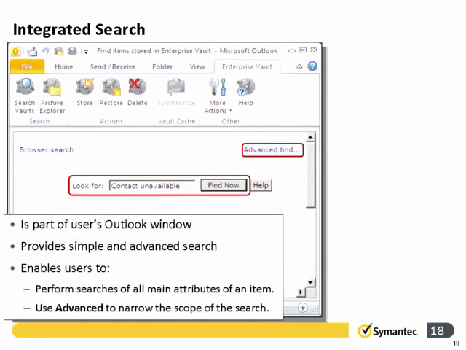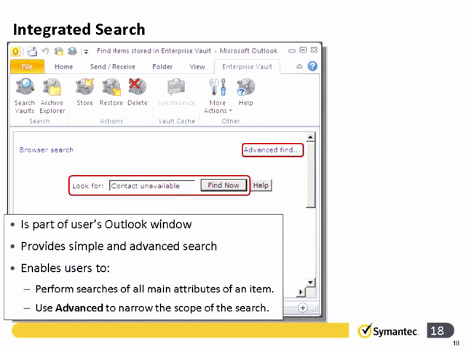So here's our integrated search. This is showing you the Outlook 2010 environment. And we've clicked on the Search Vaults button, and it goes and opens up the integrated search feature. With the integrated search feature, you can see by default it has a search for, and then you can specify what you're looking for, click the Find button, and it'll give you a list of the items that it finds that meet your particular criteria.